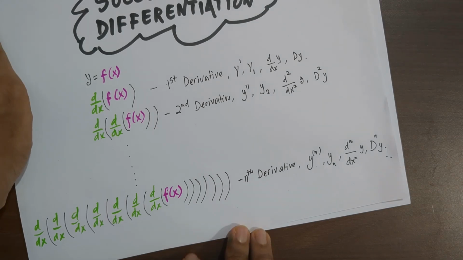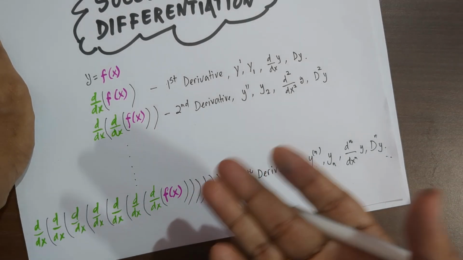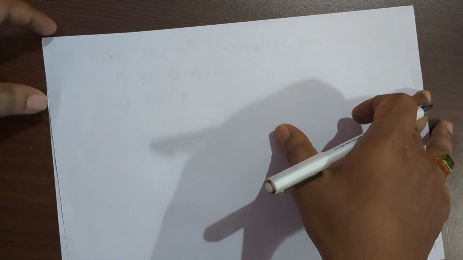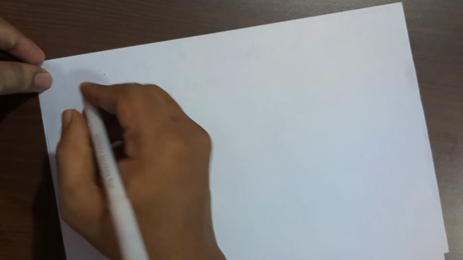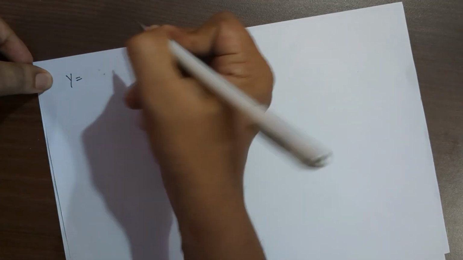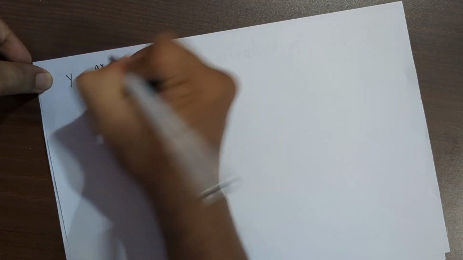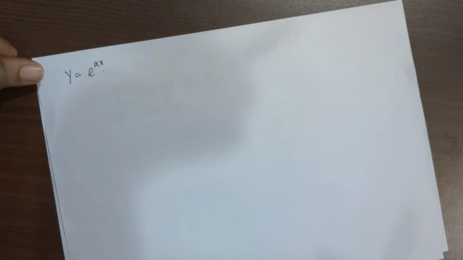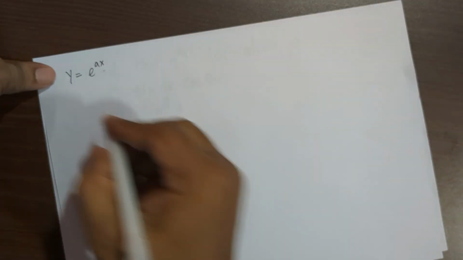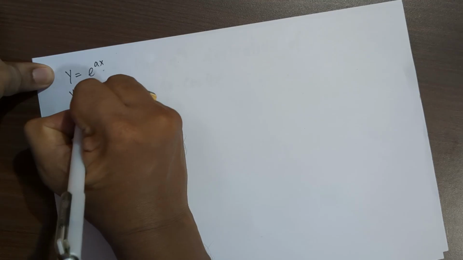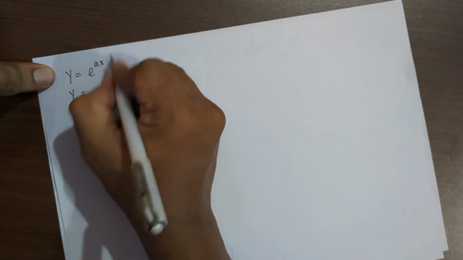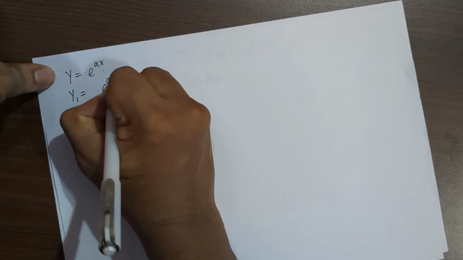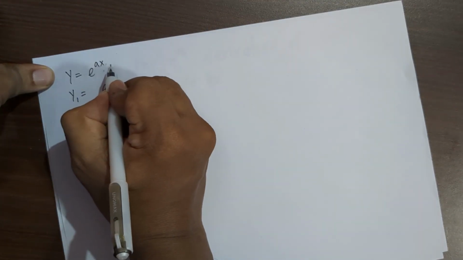Next, we are going to differentiate a function successively for its nth derivative. Let us start off with a simple function. Let's say y equals e to the power ax. It is an exponential function. Obviously, a is a constant and the variable is x, and we are going to differentiate it with respect to x. Its first derivative: use chain rule. The derivative of an exponential function is the exponential function itself, so e to the power ax, then the derivative of ax, which is a.